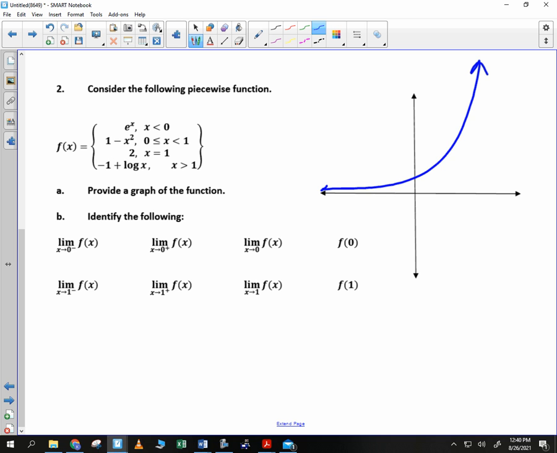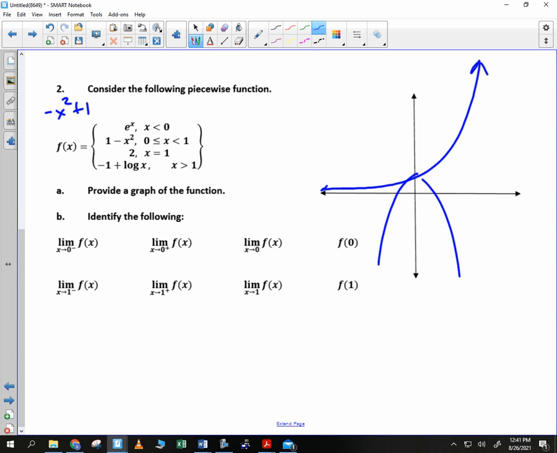1 minus x squared, what does that look like? Parabola, that is flipped upside down because of the negative, and it shifted up 1 unit because it's negative x squared plus 1. So therefore, the parabola will look something like that.